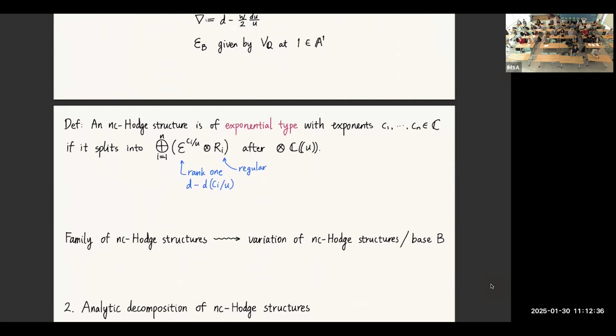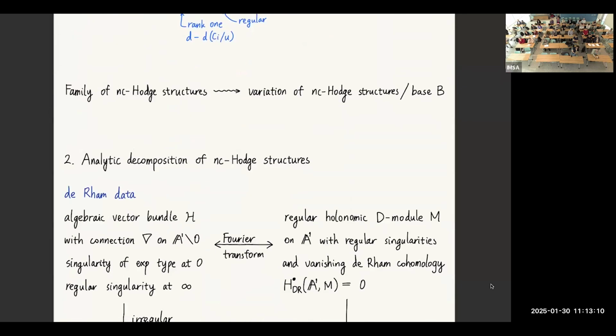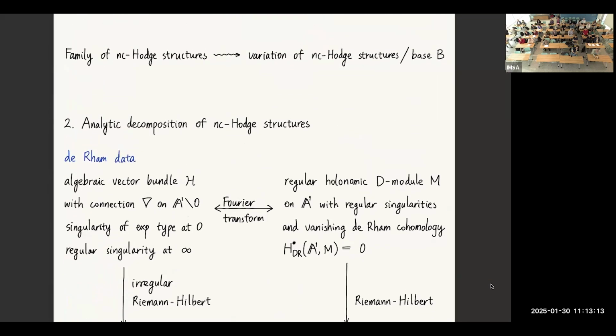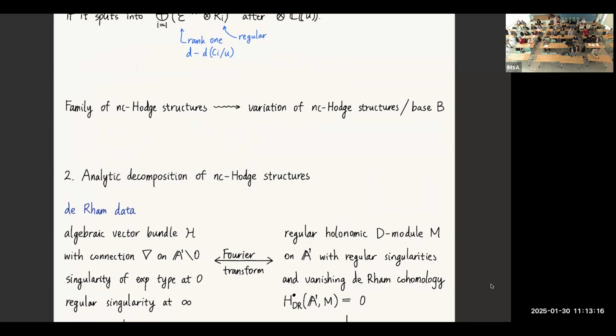Yeah, so next let me talk about analytic decomposition of non-commutative Hodge structures. Of course, why do we want to decompose it? Because eventually we want to apply this to birational invariance, where we decompose a variety into elementary pieces. And here, given a non-commutative Hodge structure, actually we can get some decomposition from its Fourier transform. Here, maybe let me first show this part.